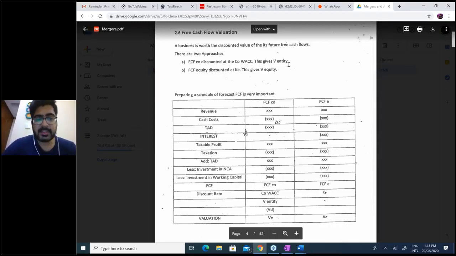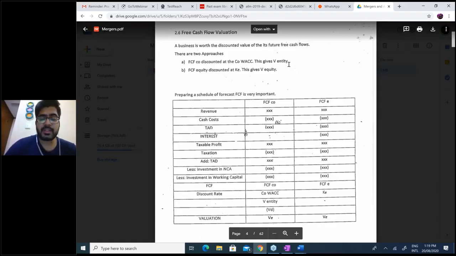Okay, from that taxable profit, you deduct the taxation. Then you add back tax allowable depreciation, because depreciation is a non-cash item. We did this in investment appraisal as well. First deducted, then added back. Then you deduct investment in NCA, non-current assets. Then you deduct investment in working capital. You get FCF to company. Then you multiply FCF to company with the discount rate, that is company's WACC.